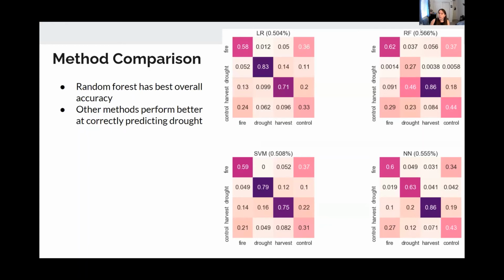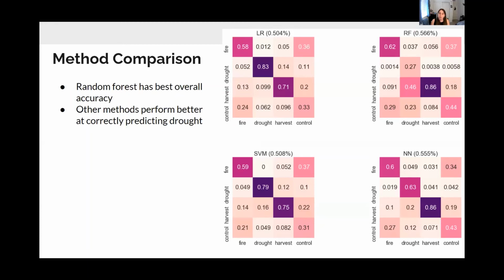If we were only to look at the overall accuracy, we might think that the random forest was the best because it had an accuracy of 0.56. But the neural network had an accuracy of 0.55, which is barely worse, but we can see that it does much better at predicting drought correctly, because the random forest was only able to predict drought correctly 27% of the time, while the neural network could 63% of the time.